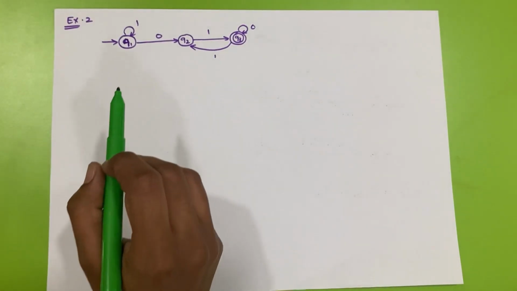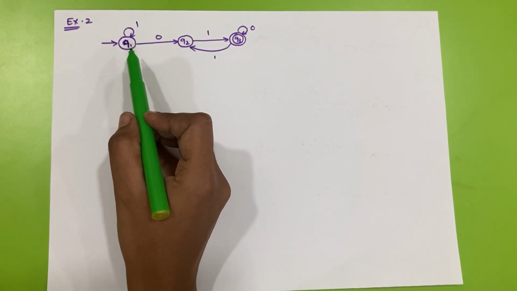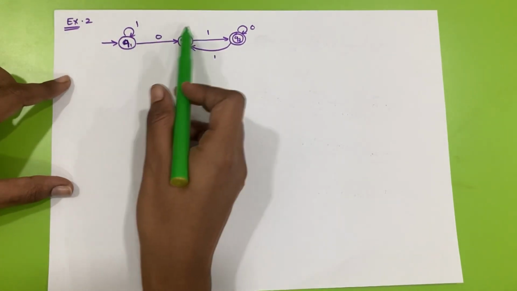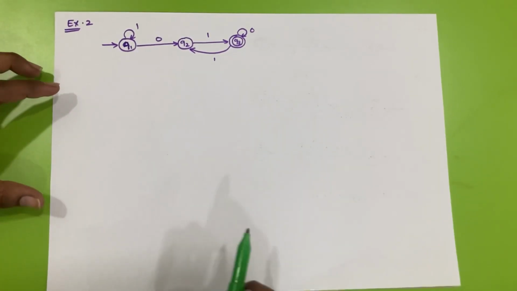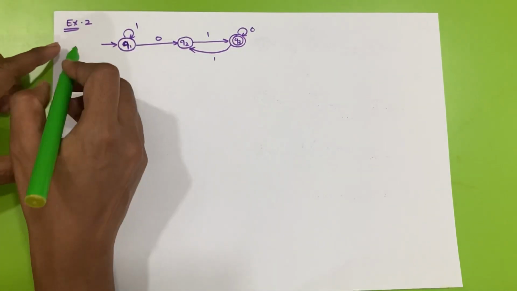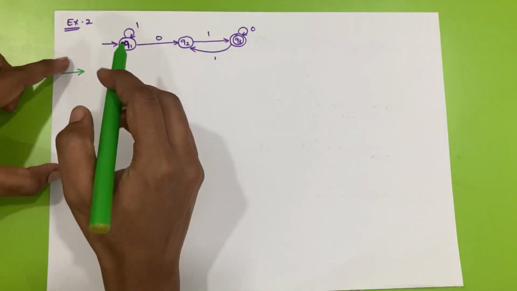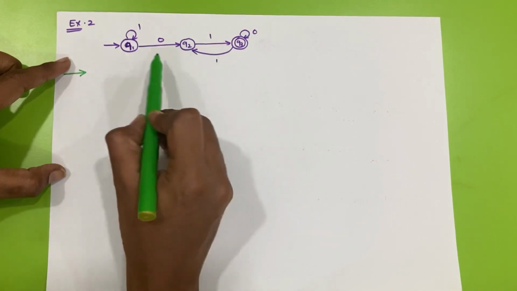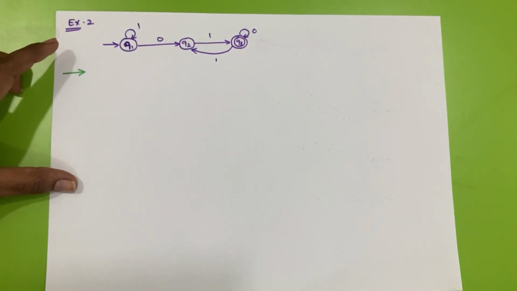Now the next example for conversion of FA to RE by elimination of state, we'll consider this example. This is a little bit more complex than the previous one. Here we'll see how to convert FA into RE. Here no more refinements are needed in case of transitions, so directly we'll see the rule.